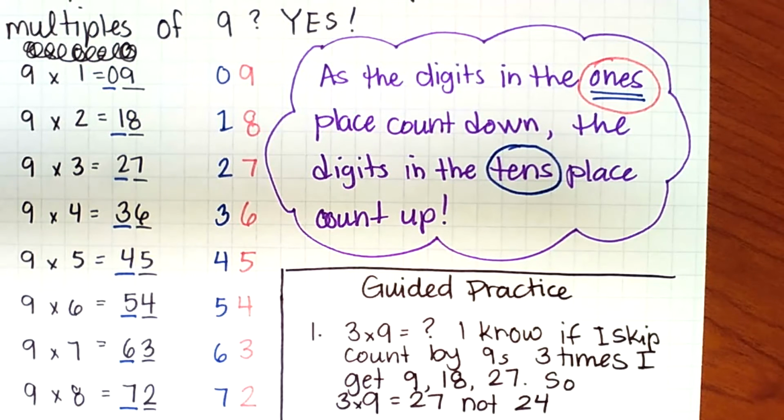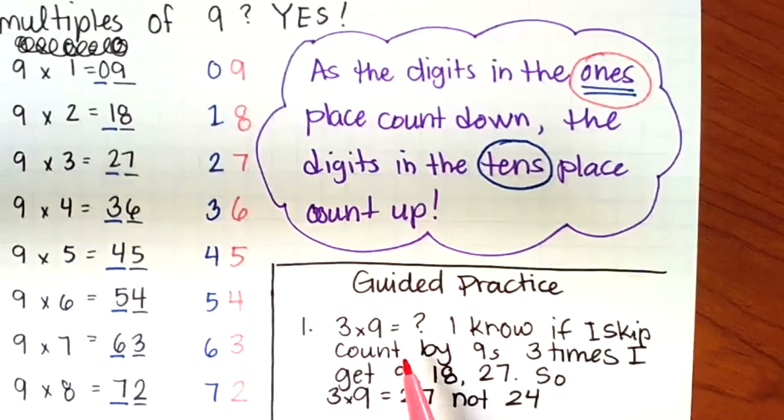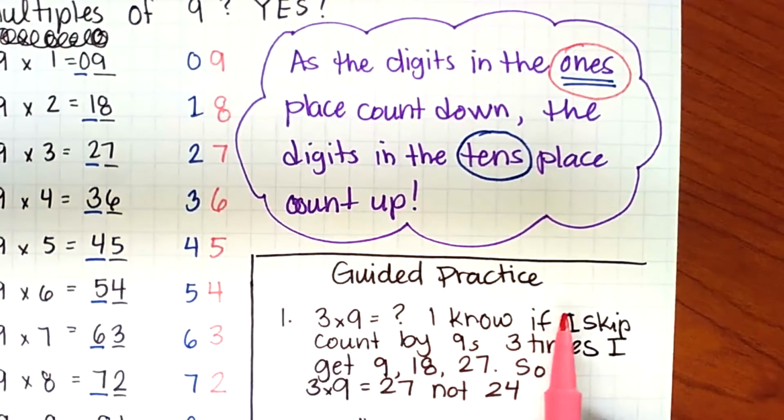Our first guided practice question says, Paul thinks 3 times 9 is equal to 24. Use a nines pattern to show that Paul is wrong. So we need to figure out what 3 times 9 is because we know it's not going to be 24. So if I skip count by nines 3 times, I get 9, 18, and then 27. So 9 times 3 is equal to 27, not equal to 24.